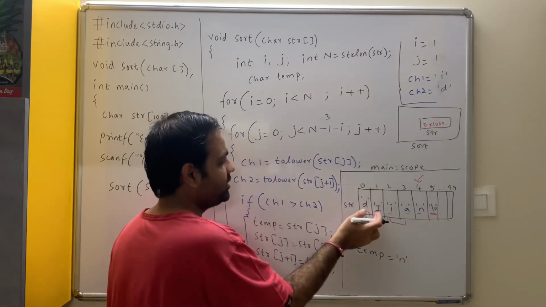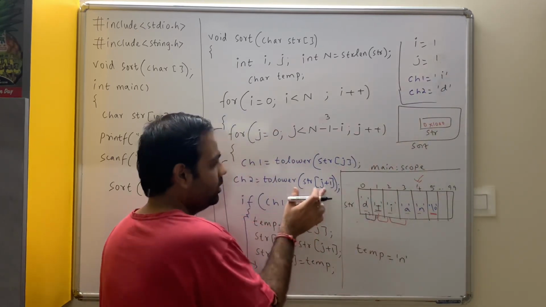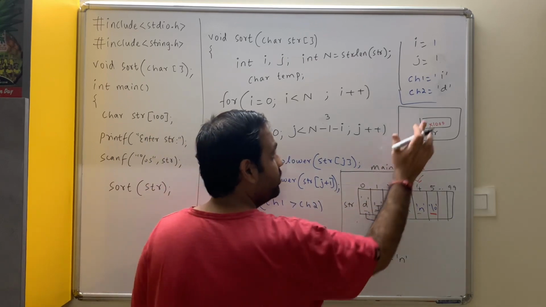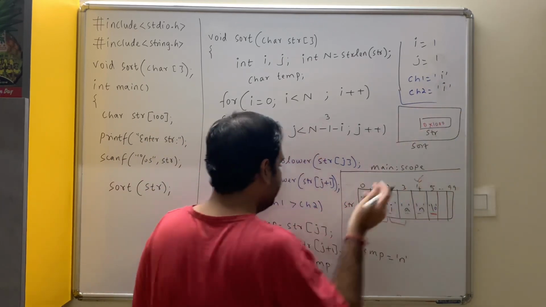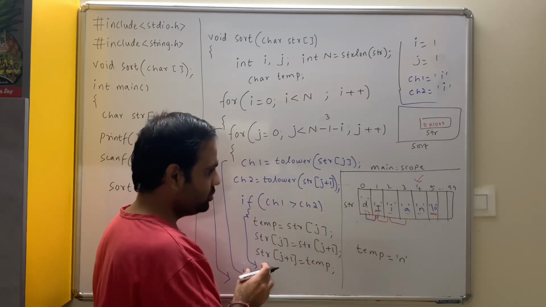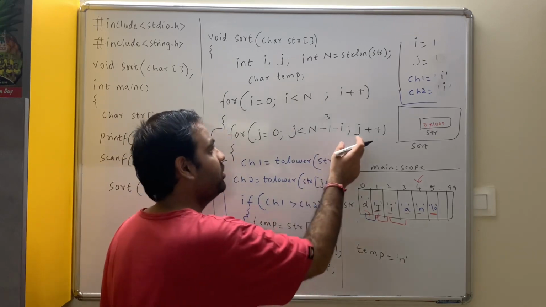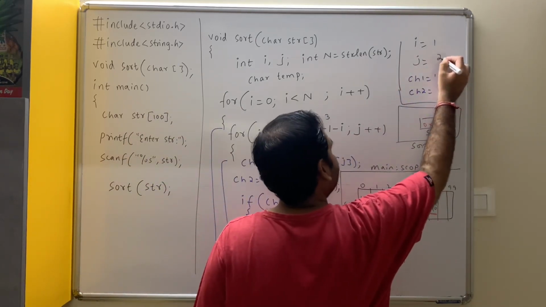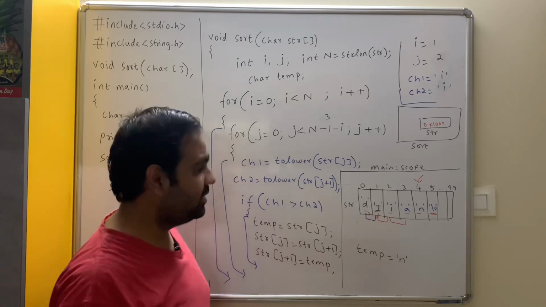tolower of str of 1 is lowercase i. tolower of 1 plus 1, which is 2, is lowercase i. Now i greater than i is false. Do not execute this. Again you say j plus plus, the value of j will become 2. 2 less than 3, yes.